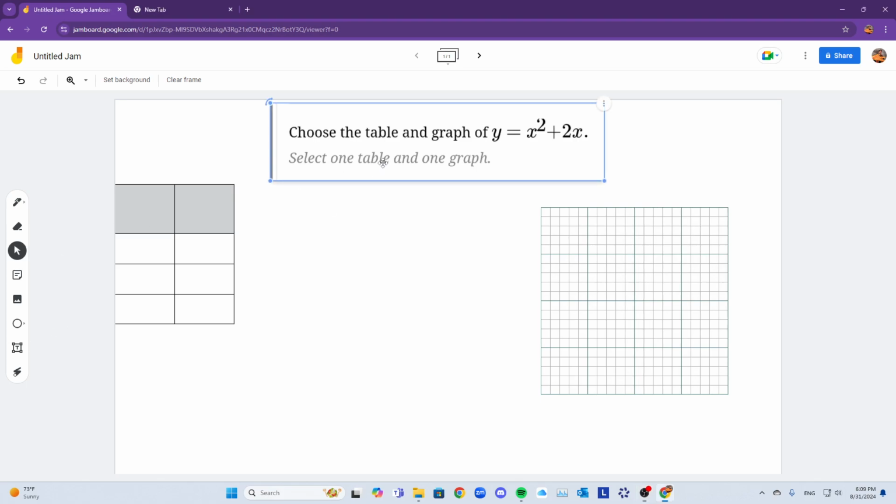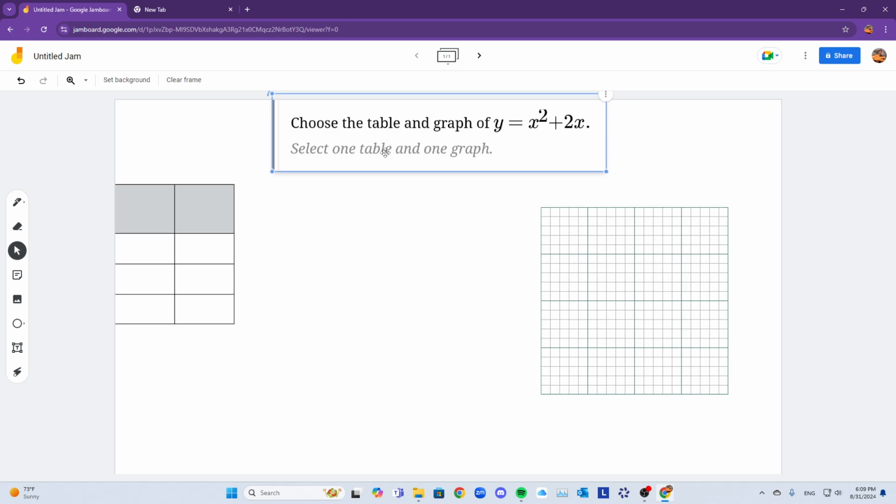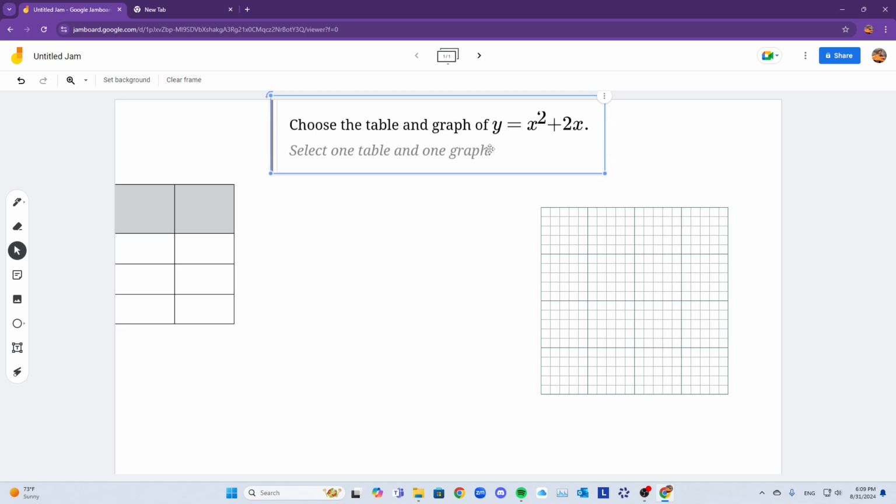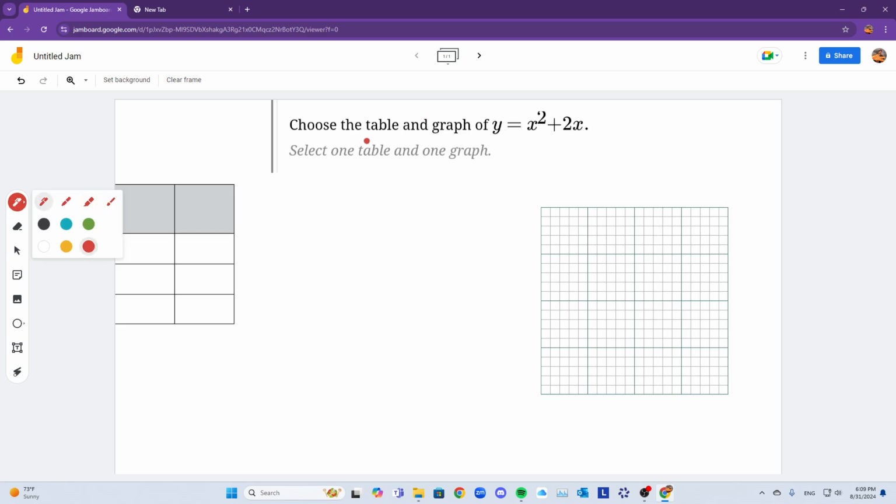Hello. So I was asked this question about choosing the table and graph of y equals x squared plus 2x. First of all, let's talk about what these words mean. Table, specifically when we're asked the table, they're asking us for something like this. And when they ask for a graph, they're asking for a drawing of some sort. Now, the key things to keep in mind right here when looking at a graph.